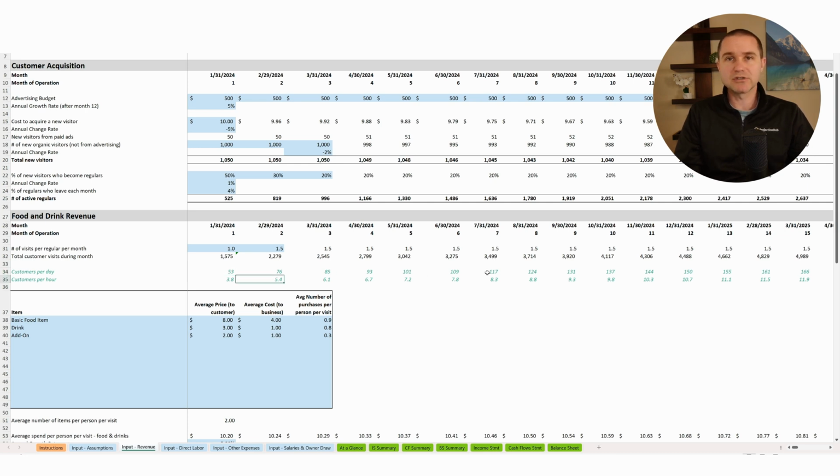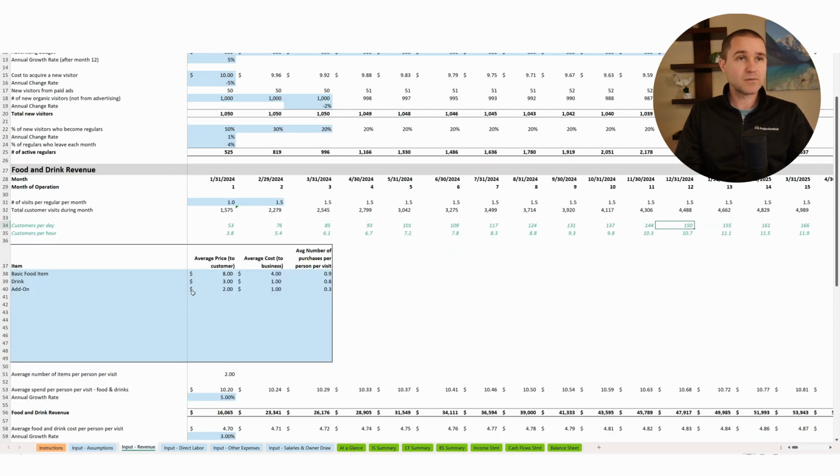And so you can just do a gut check. Does that make sense with your model? Do you think, by month 12 here, you can have 150 unique customers a day? Does that make sense for the business model you're looking to do? And then say this is a fast casual restaurant, so maybe it has basic sandwiches or basic food items, drinks and sides. And so you can put the price that you're going to charge to the customer.